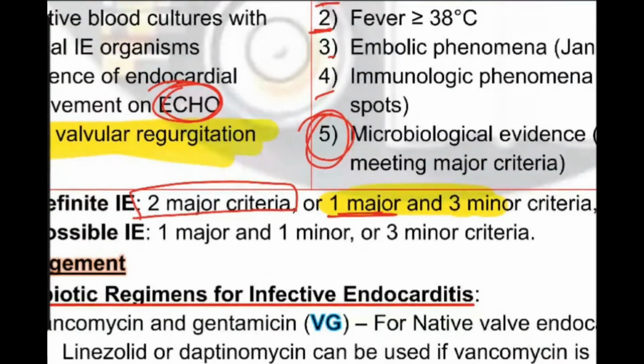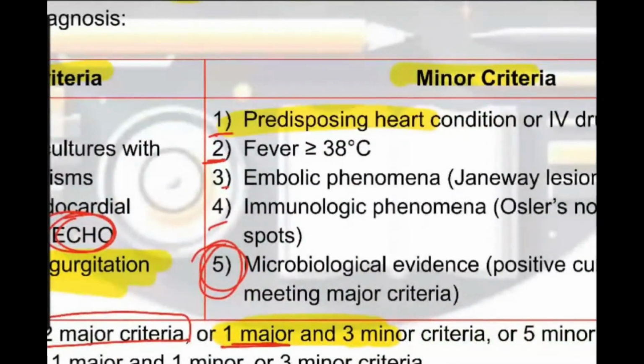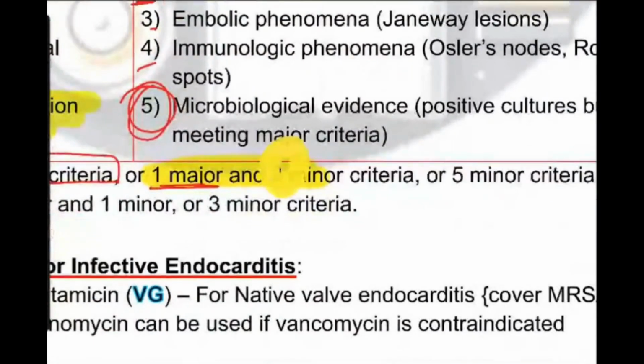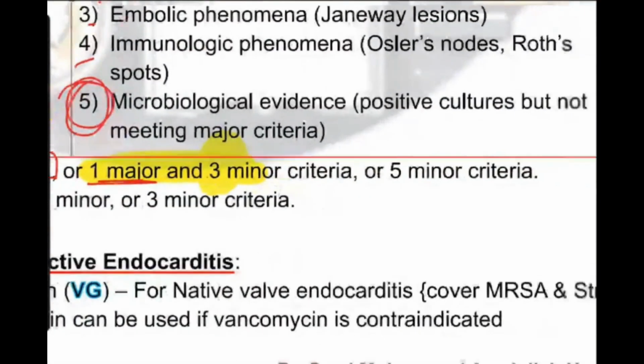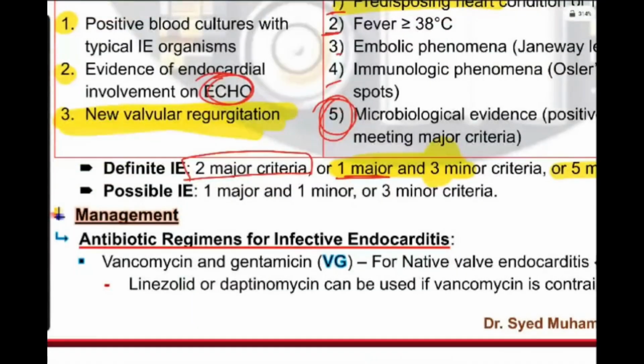Why three, sir? How are we going to remember three? Because three conditions. The three predisposing factors we talked about. That's how you remember three. One major, three minor, or directly five minor criteria. Just remember this one. Nobody is asking the rest. A definitive diagnosis can be made only with two major criteria, one major and three minor, or five minor.